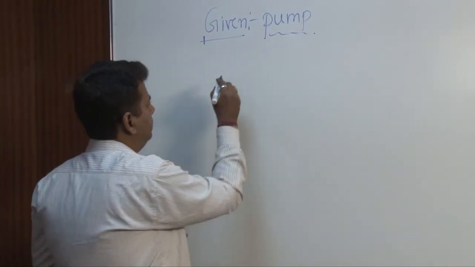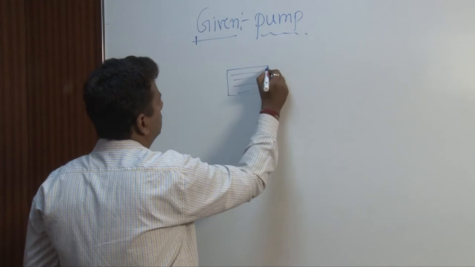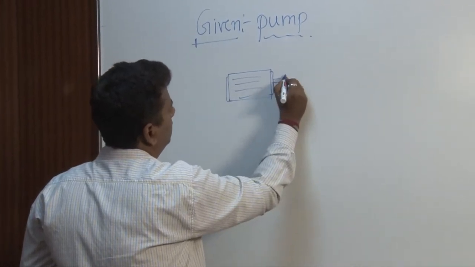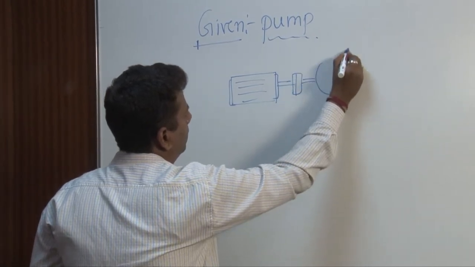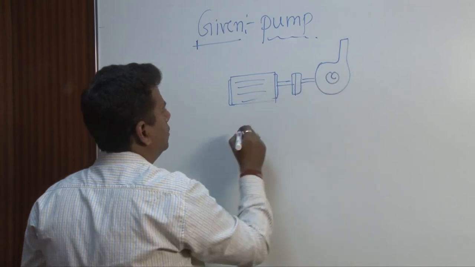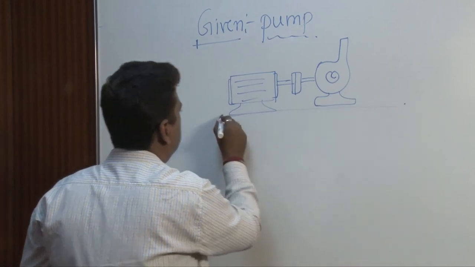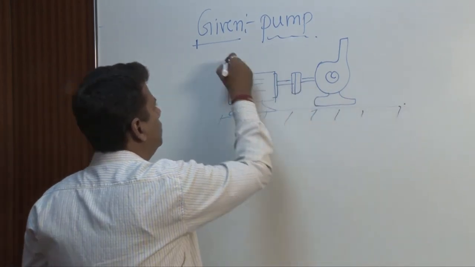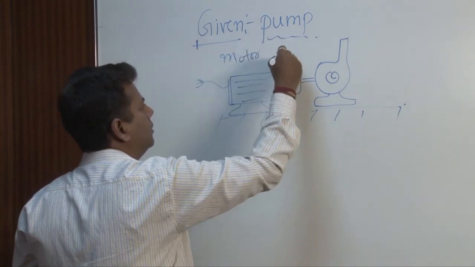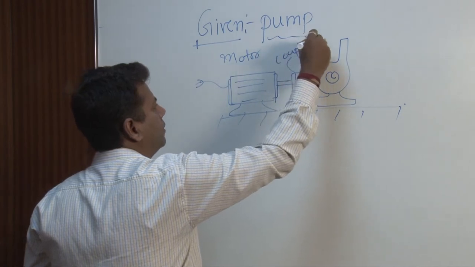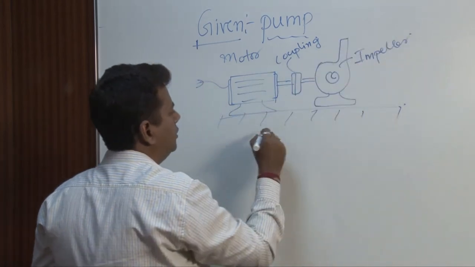In the earlier case we had one motor, add a coupling, and that was driving the impeller. Such a scenario is in this present problem. So, this is the motor, this is the mechanical coupling and this is the impeller. So, this is the pump.